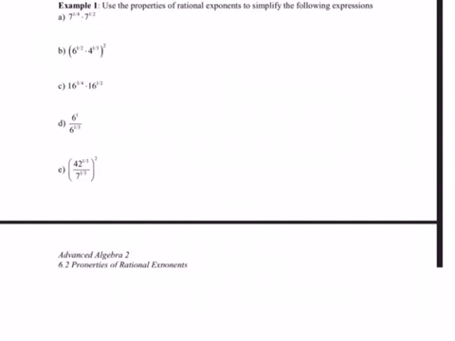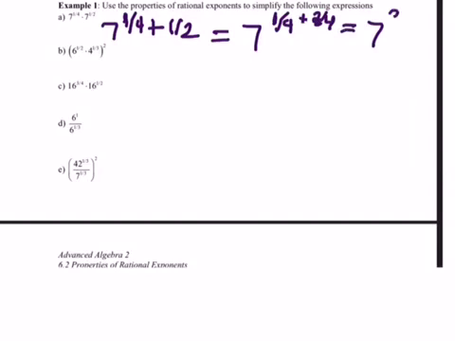So we've got example A, and it wants us to simplify 7 to the 1/4 times 7 to the 1/2. So that is 7 to the 1/4 plus 1/2. So I've got to add those exponents. If I make a common denominator, I've got 1 over 4 plus 2 over 4. So that's 7 to the 3/4 power. Now, yes, I could write that in the radical form, but I don't need to right now.